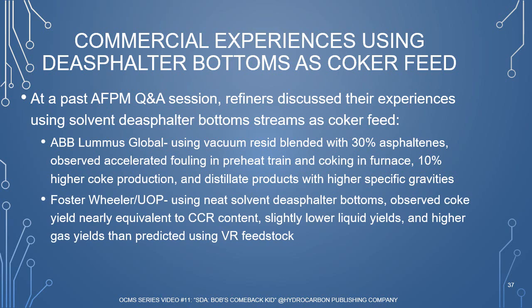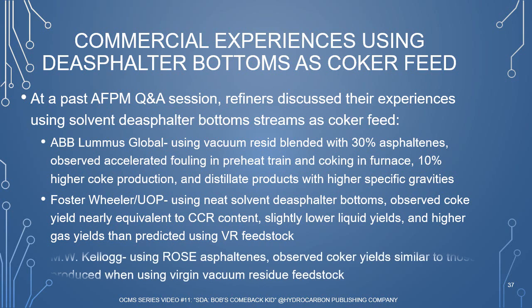Foster Wheeler UOP used a feedstock of neat solvent deasphalter bottoms and observed coke yield nearly equivalent to Conradson carbon residue content, slightly lower liquid yields, and higher gas yields than predicted using vacuum residue feedstock. M.W. Kellogg, with a feedstock consisting of ROSE asphaltenes, observed coker yields similar to those produced when using virgin vacuum residue feedstock.